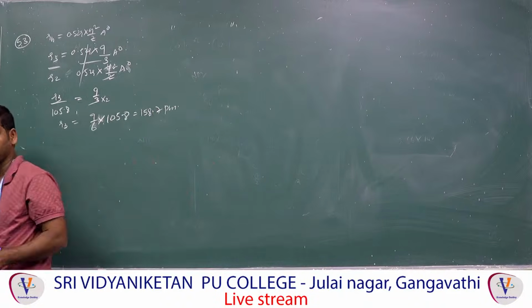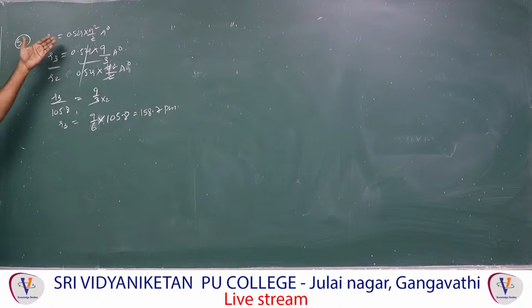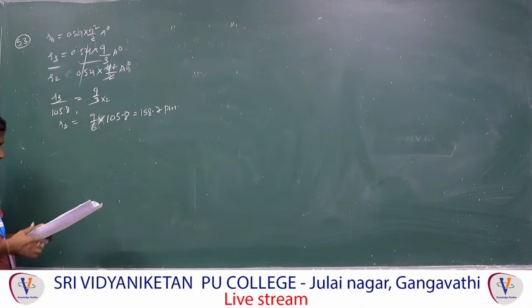This is the answer. Like this you have to do. Radius of any orbit, Rn, is equal to 0.529 into n square by Z angstrom. This is called structure of atom. Next one.